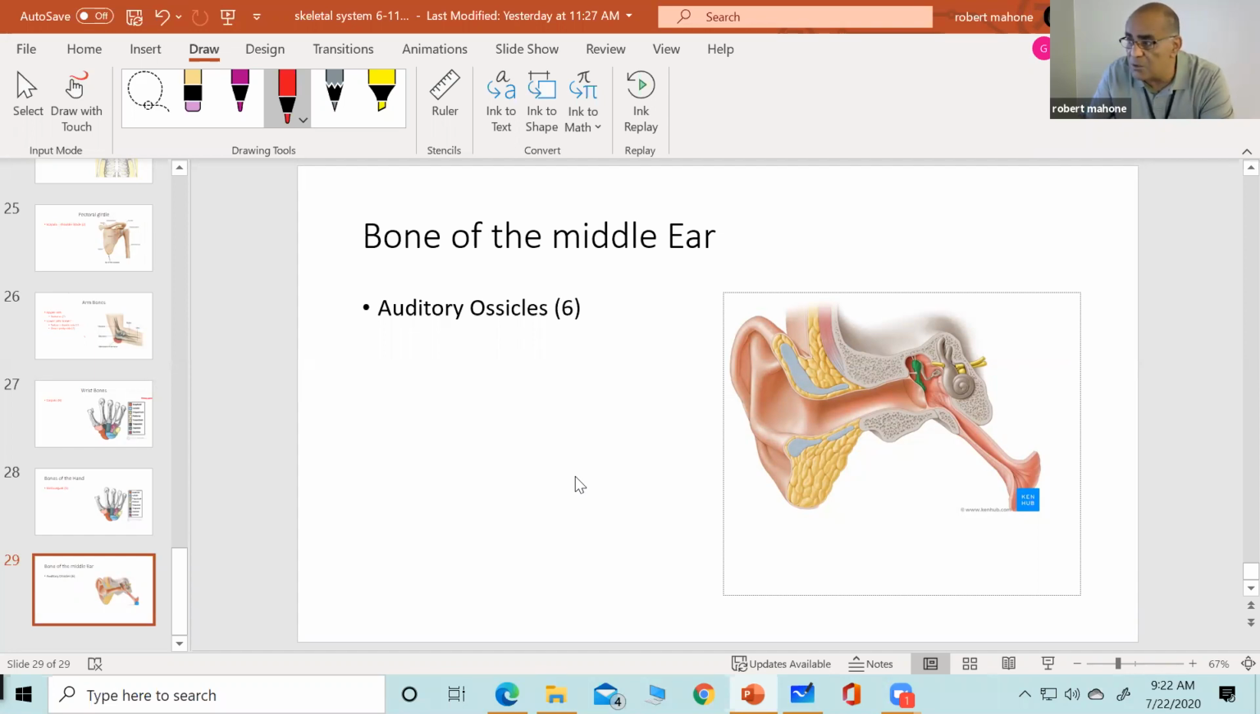But that brings us to 206. The rest of the skeleton is 200 bones. Add in the 3 in each ear, and that's the 206. The bones in the middle ear.